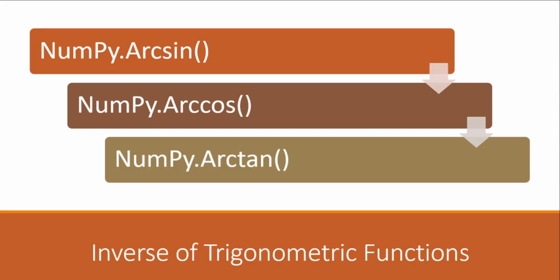Our last function is numpy.arctan. This function is used to calculate the inverse of a tangent array of elements. You must use the numpy.arctan function and this will always return an array containing the inverse tangent values for the input array. Now let us take an example to understand the concept of these inverse functions.